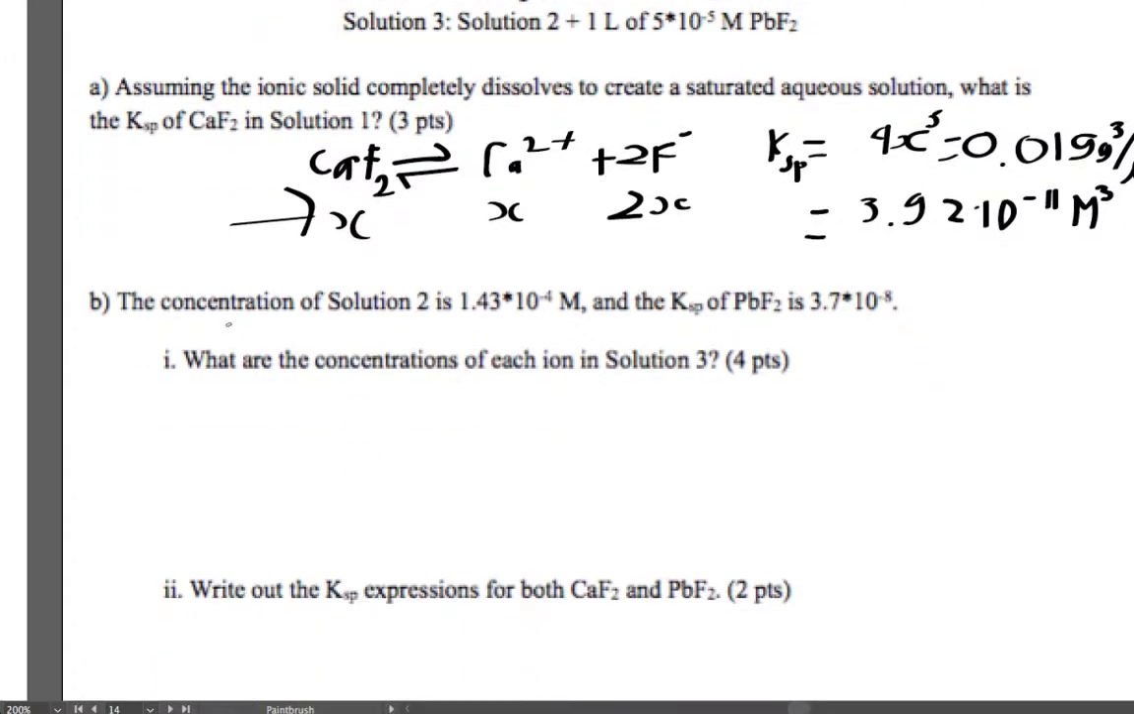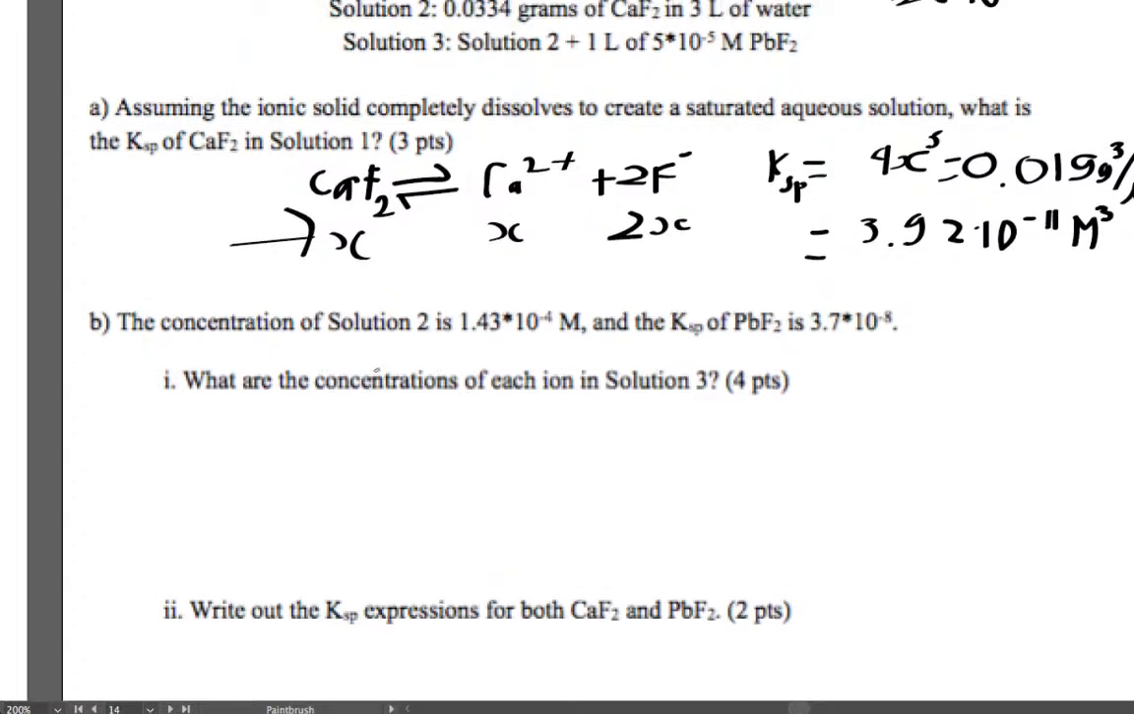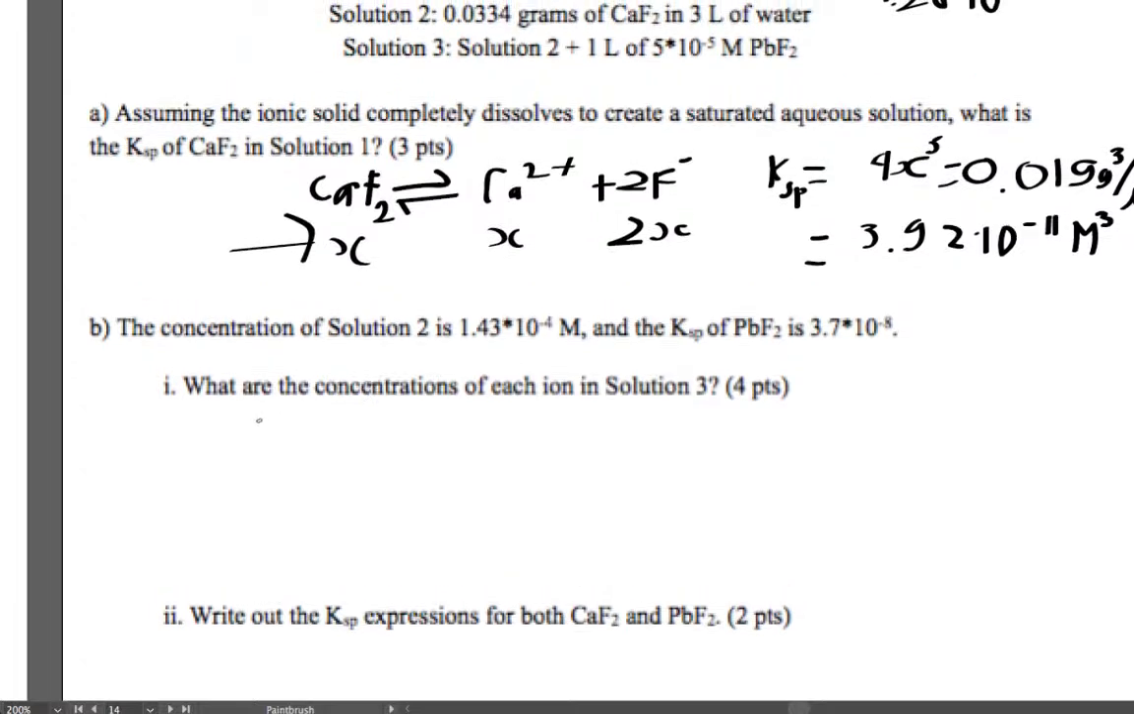The concentration of solution 2 is 1.43 times 10 to the power negative 4 molars and the KSP of lead F2. So yeah, we just need to calculate the concentration, which means that we know that CaF2 would actually transform into Ca2 plus and 2F minus, and then this guy here actually has 4.28.